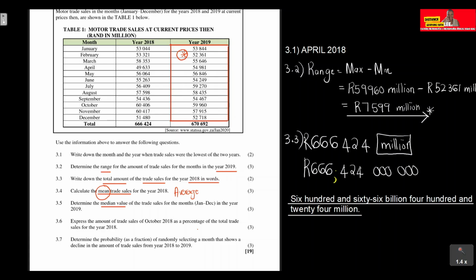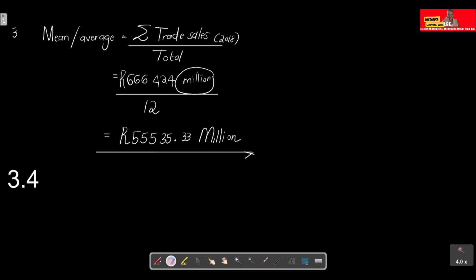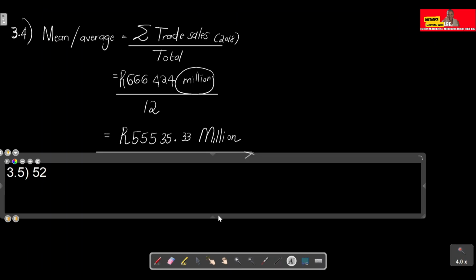Okay, so just look at the list of data that I have and make sure that you've arranged the data in ascending order in the correct form. Okay, guys, this is question 3.4. So the first value is 52361, the second value is 52718, the next value is 53844, the next value is 54249, the next value is 54467, the next value is 54981.